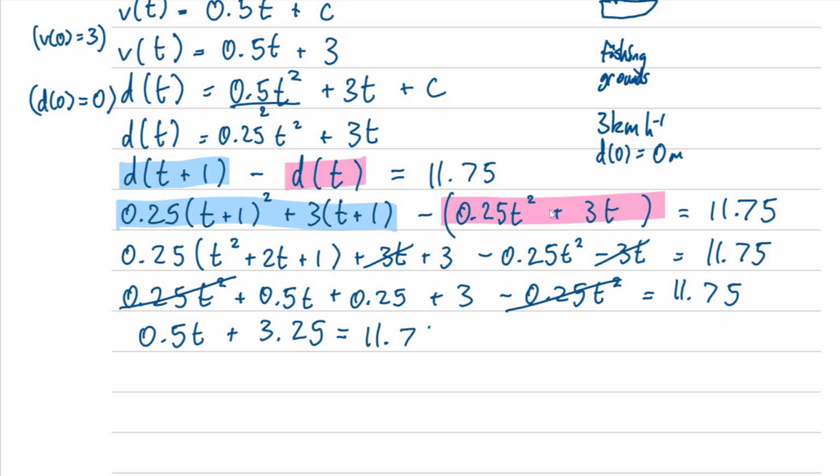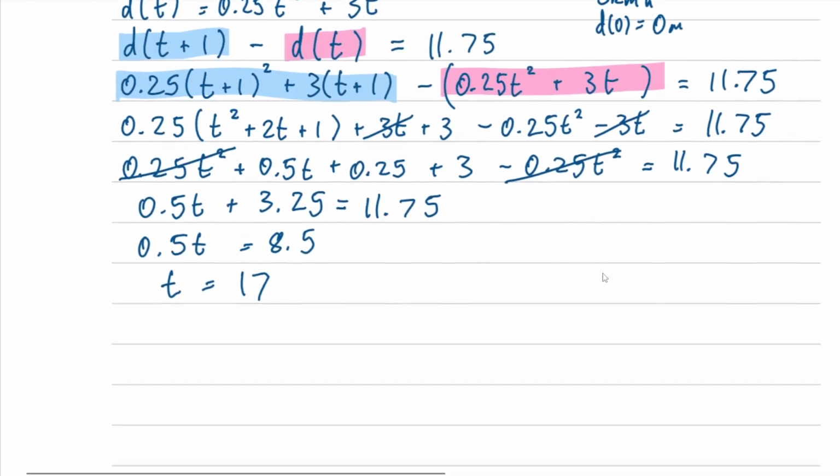equals 11.75. Now I'll subtract, so we're solving for t, right? The hour in which they travel this distance, so I'll subtract 3.25 from both sides. So subtracting that, what do we get? 11.75 minus 3.25 is 8.5. Now solving for t, dividing by 0.5. So 8.5 divided by a half is 17. So what does that mean? t equals 17.